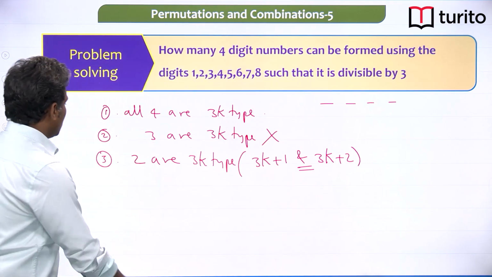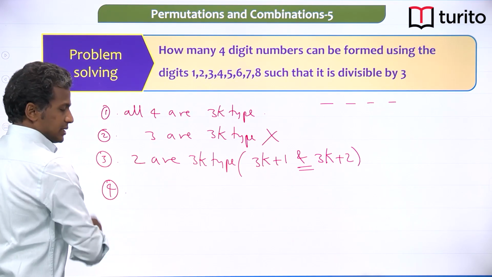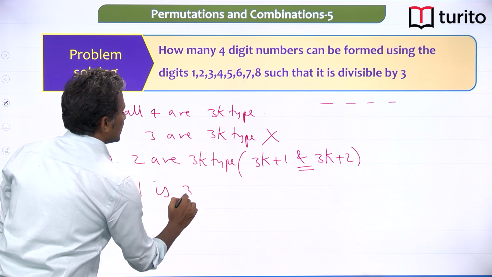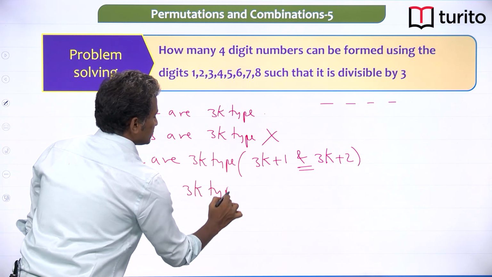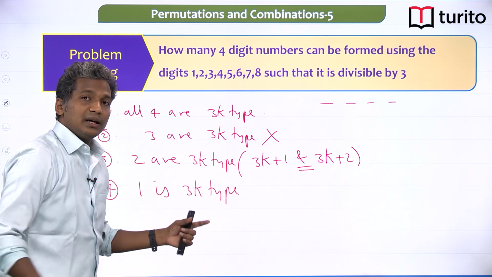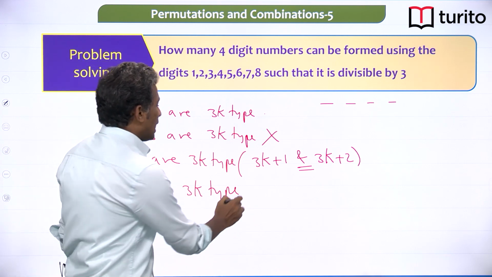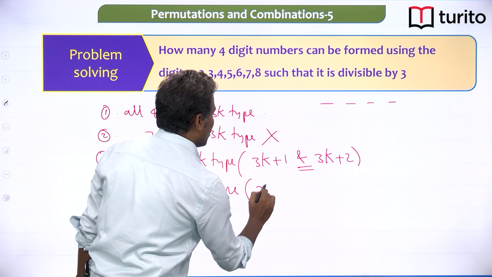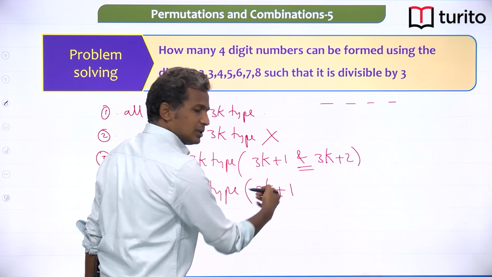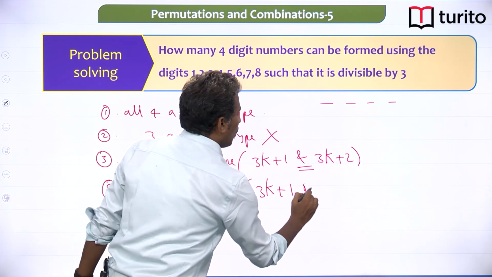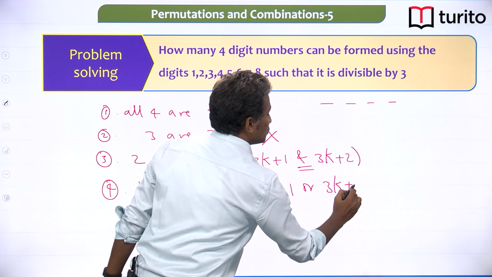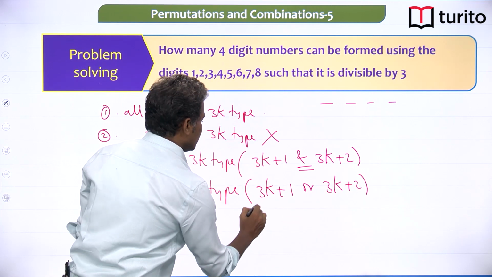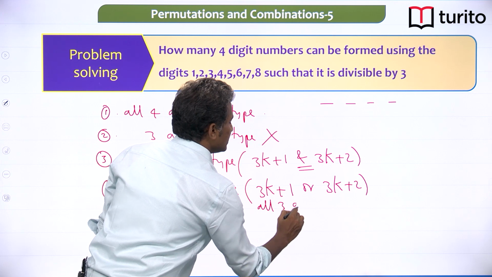Okay. Now, if you take the other case, so only one is 3k type, then the other 3 must come from the same group. So, then it is the OR: either all 3 are 3k plus 1, or all 3 are 3k plus 2 only. So, here all 3 must be the same type.